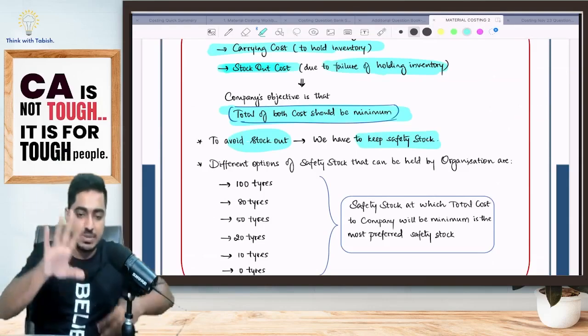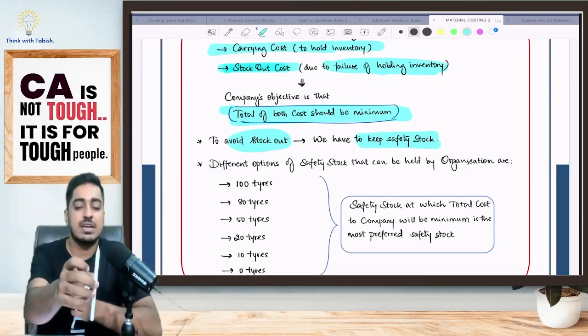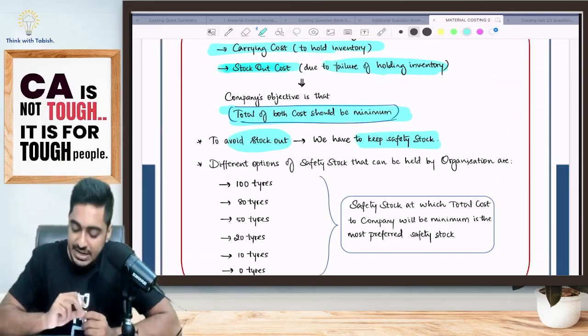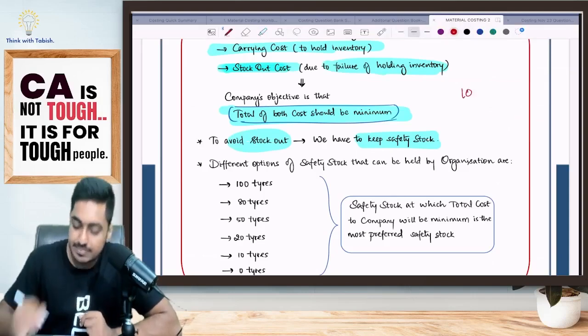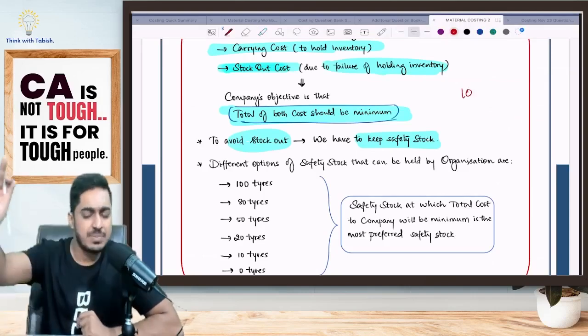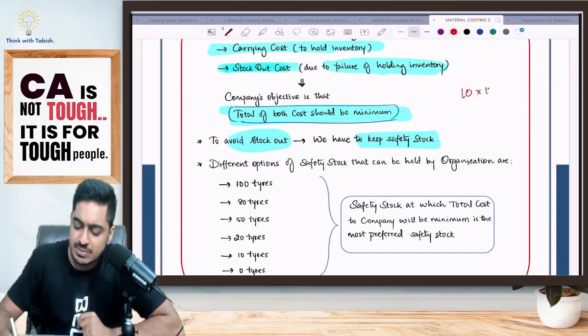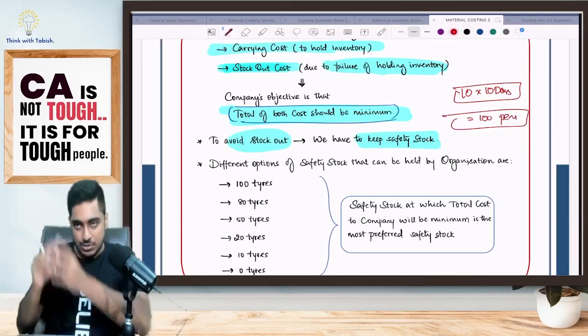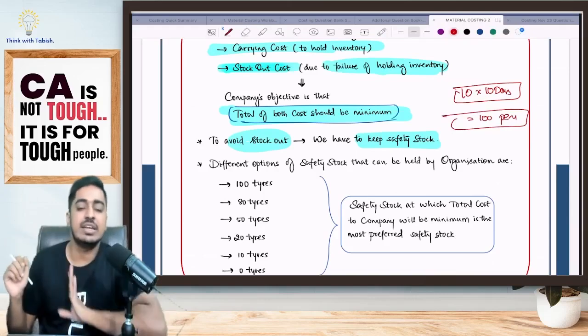Pay attention. Simple example I am giving. Imagine I am selling pens. Every day 10 pens I am selling. Okay, and if I place an order, I am keeping the data very simple, I will be getting my order after 10 days. That means normally, when should I place the order? When I am having 100 pens, I should be placing the order, because daily 10 pens will keep going. In 10 days I will be getting the order.